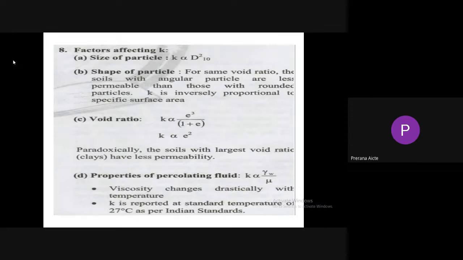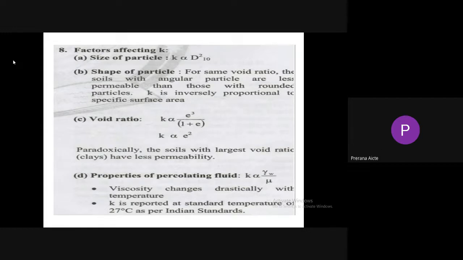Factors affecting coefficient of permeability. The size of the particle: K is directly proportional to the square of the effective size. Shape of particle: for the same void ratio, soils with angular particles are less permeable than those with rounded particles. K is inversely proportional to specific surface area. Void ratio: K is directly proportional to e cubed by 1 plus e.